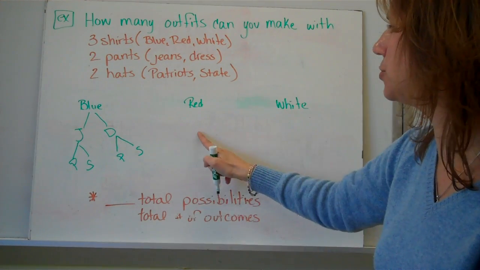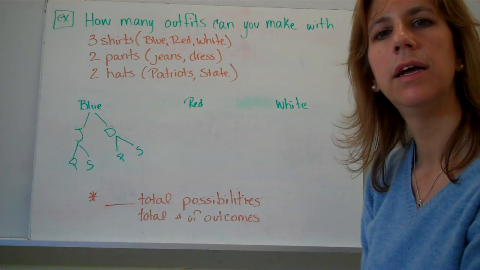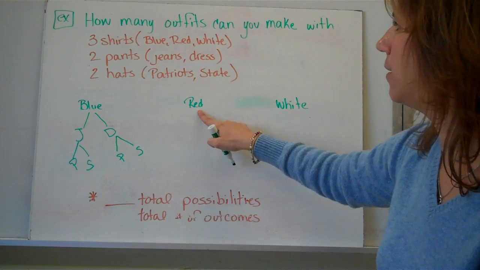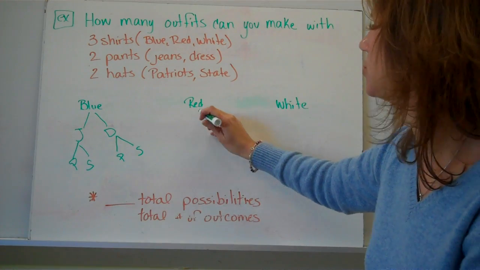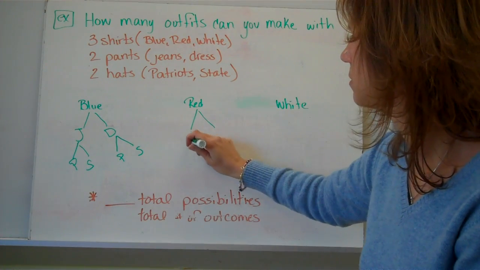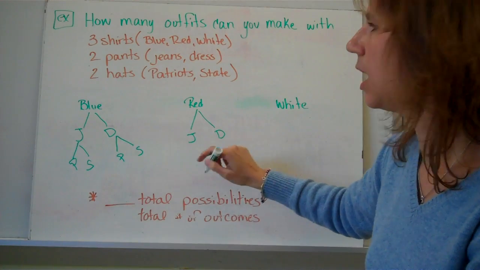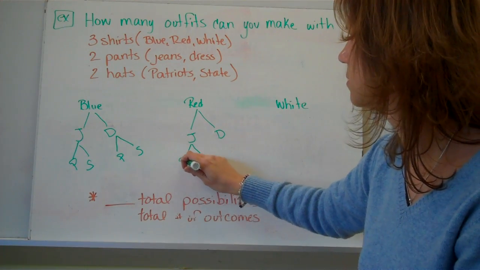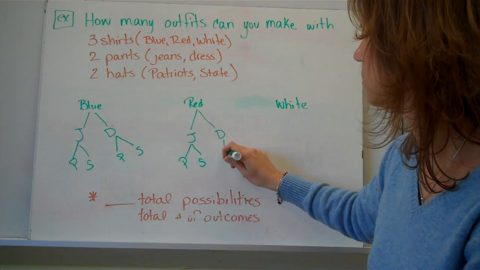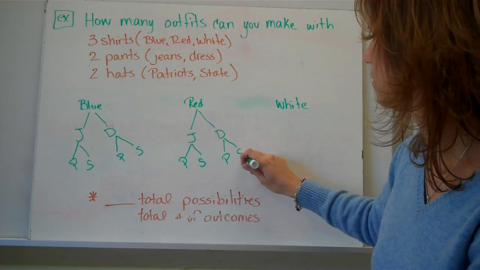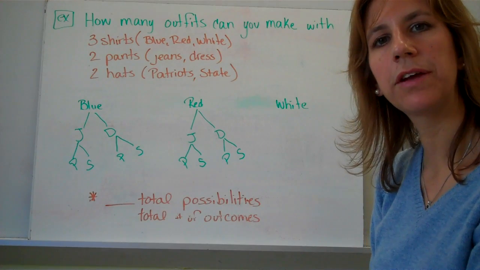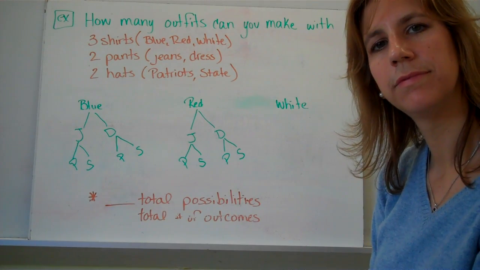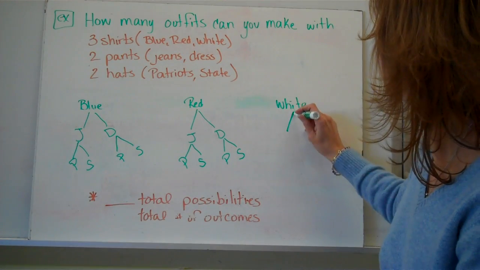Go ahead and do the tree diagram for red and white, and either follow along or try it on your own. I have 2 pairs of pants, so I'm going to draw 2 lines. I have 2 hats, so I'm going to draw 2 lines. Same thing for white. Go ahead and pause the video and try white on your own. Let's see how you did.